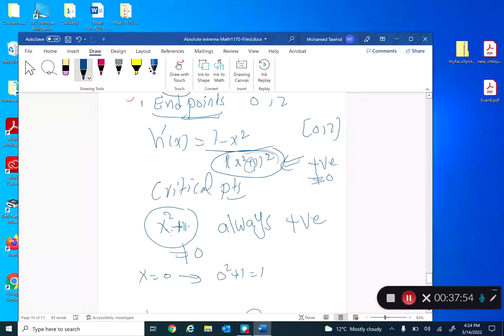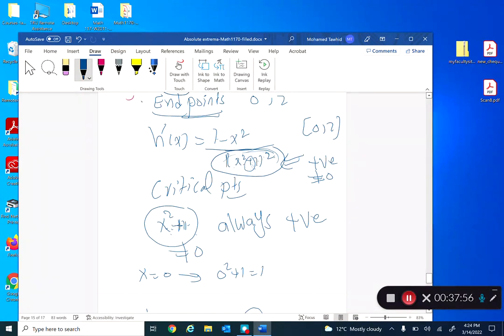Okay, so now you have x squared plus 1 as a positive. So the question now, what do you have up here? This one is a polynomial of degree 2.